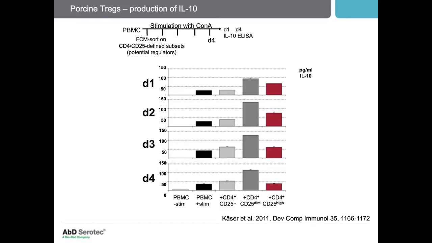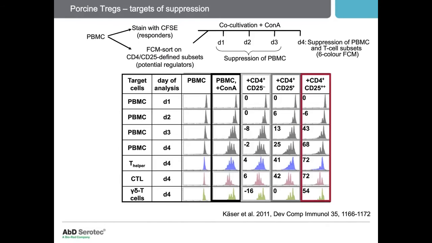To get an impression of the targets of suppression of the porcine Tregs, we stained PBMCs with CFSE and added CD4, CD25 defined T cell subsets, or potential regulators, to these responders. We stimulated the cells with ConA and looked for the proliferation over a period of 4 days.